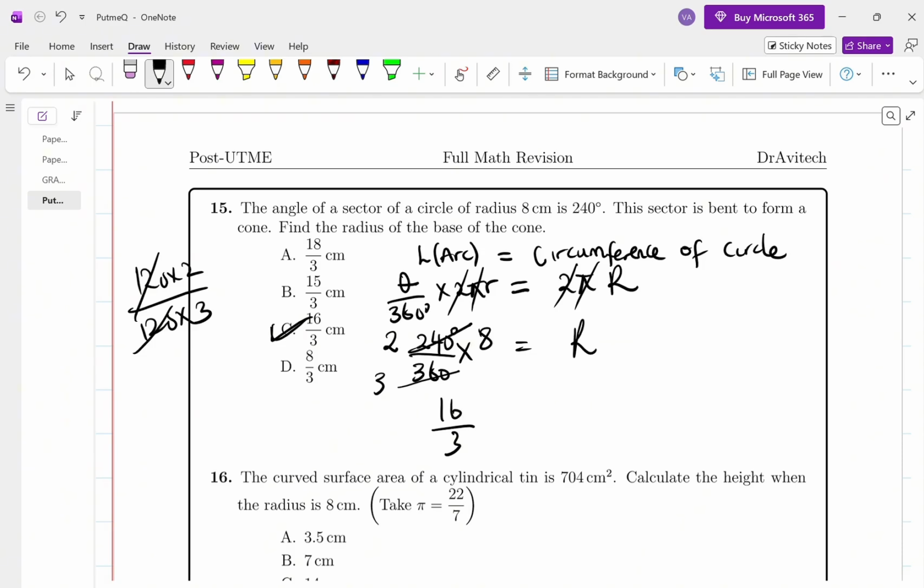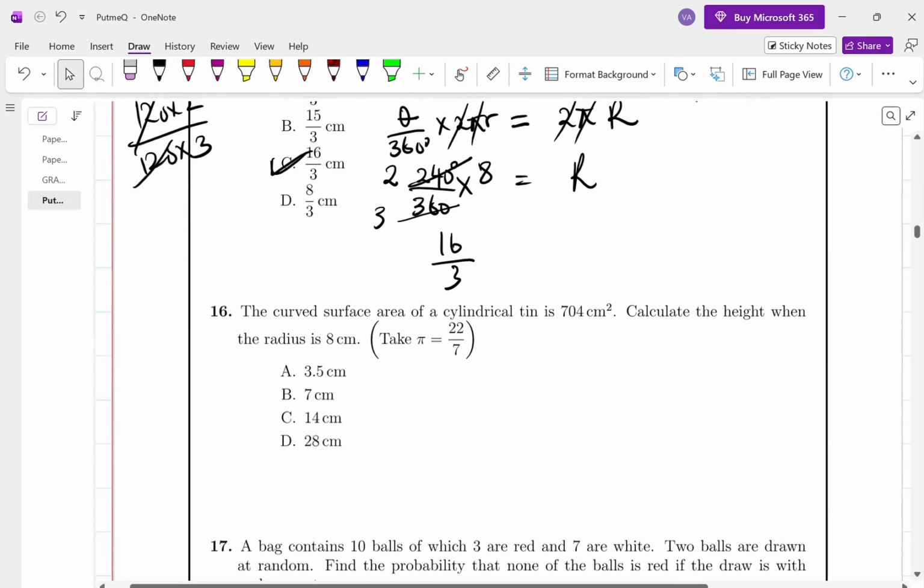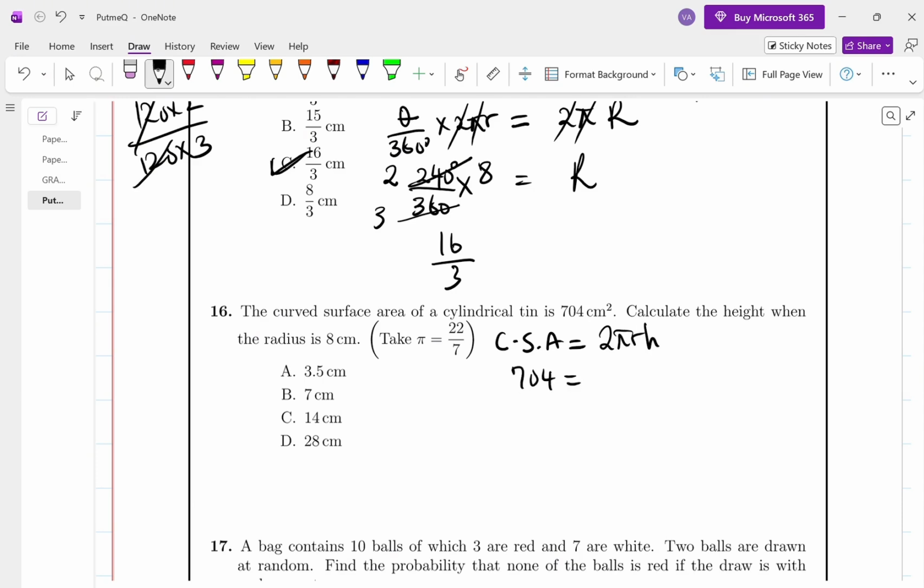The curved surface area of a cylindrical tin is 704 centimeters squared. Calculate the height when the radius is 8 centimeters. So for a start, let me just derive this a little. Let me just give the formula. So curved surface area is 2 pi rh. Yeah, let me not stress myself about that. So the curved surface area has been given to us as 704, equal to 2 times 22 over 7 times the radius, which is 8, and then the height is not known.